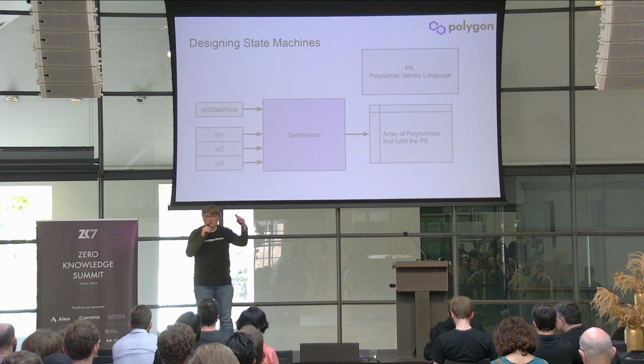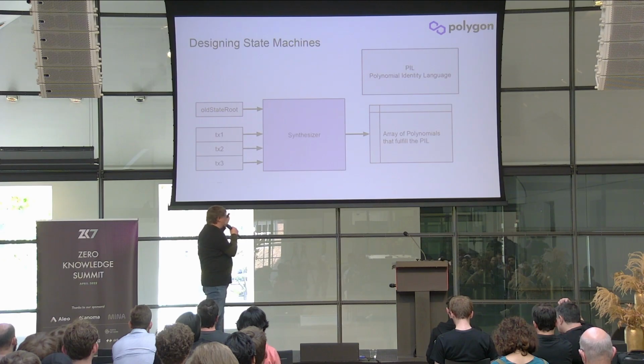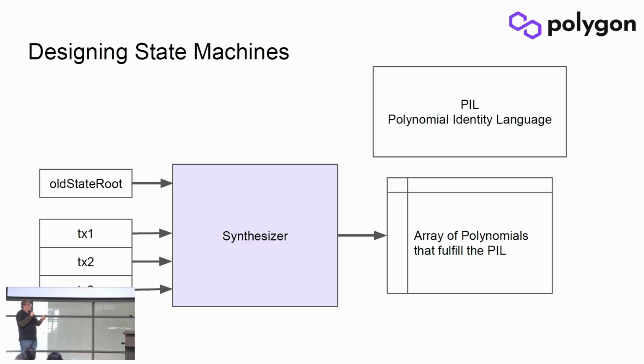So just to mark where we are: if we look at the prover, what we want to do is take a set of Ethereum transactions. We are code compatible, so these are Ethereum transactions. We get a state root, and we prove that we have a new state root. For this, we generate a bunch of polynomials, and all those polynomials need to fulfill specific identities.